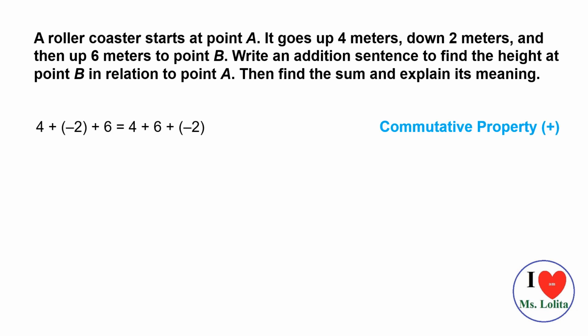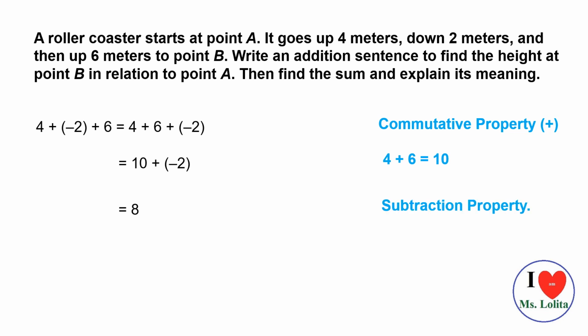We can apply the commutative property of addition. So, 4 plus negative 2 plus 6, we can exchange the places of negative 2 and 6. And it will give us 4 plus 6 plus negative 2. We can add the two integers with the same sign. 4 plus 6 is equal to 10. So, it will give us 10 plus negative 2. Using the subtraction property in 10 plus negative 2, it will give us 8.